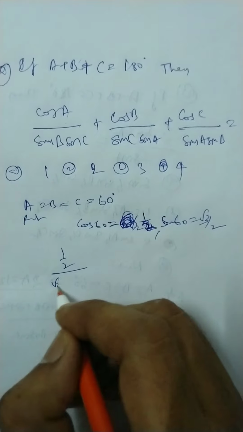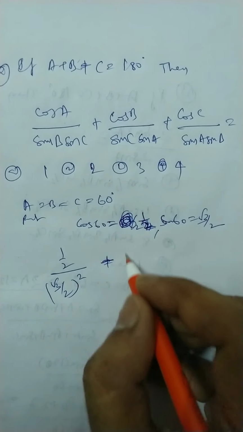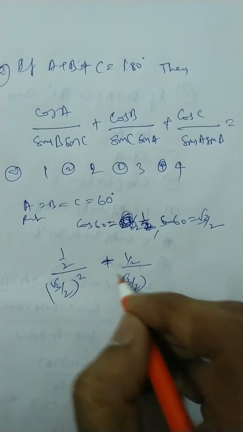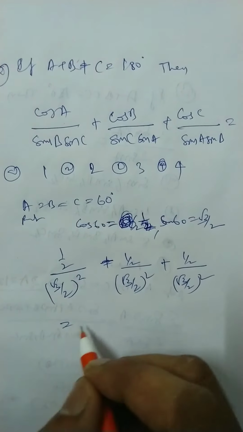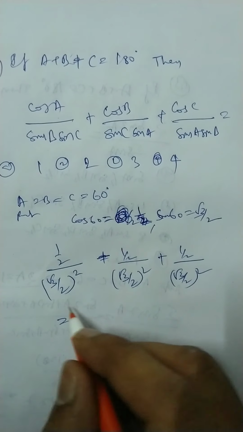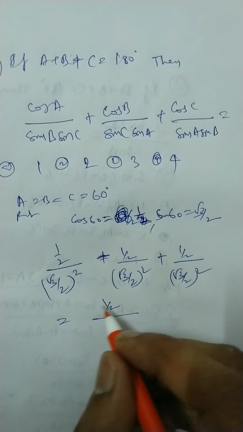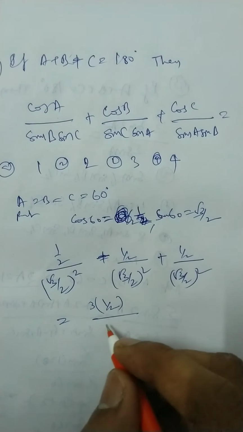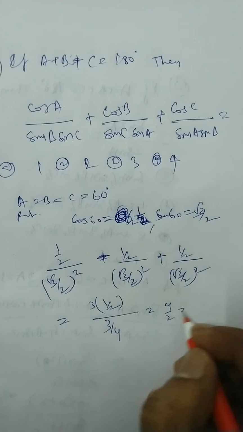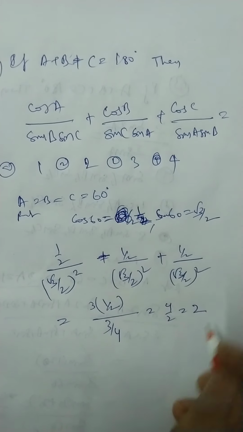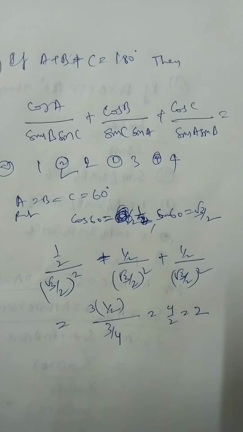So 1 by 2, here you get root 3 by 2 into root 3 by 2 again, so square, plus 1 by 2 root 3 by 2 whole square plus 1 by 2 root 3 by 2 whole square. When you simplify this, you can see that the denominators are same. So 1 by 2 plus 1 by 2 plus 1 by 2, you get 3 into 1 by 2. Root 3 by 2 whole square is 3 by 4. So 3, 3 cancel, you get 4 by 2. The answer is 2. So the right option is B. In that way, we can solve this problem.